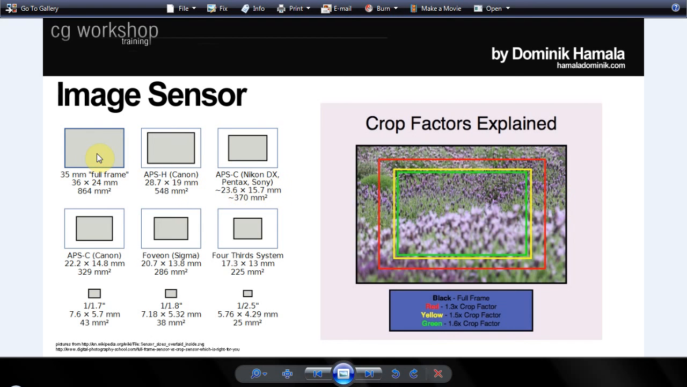On the left we have some sensors: 35mm full frame, APS-H Canon, APS-C Nikon, and so on and so on.